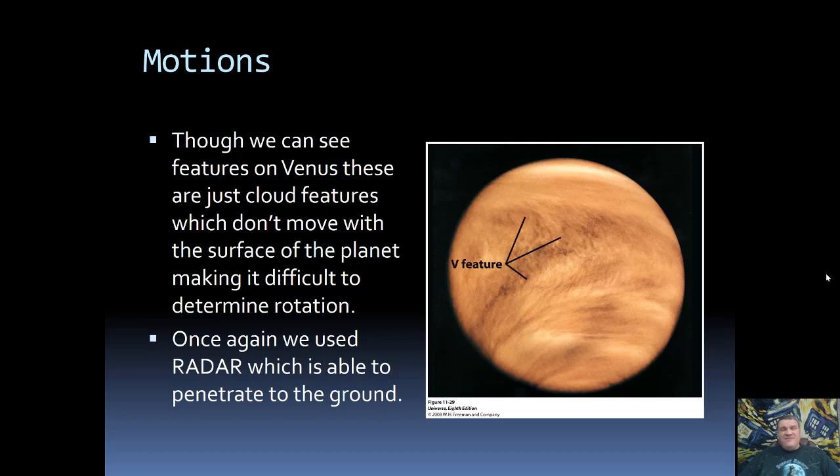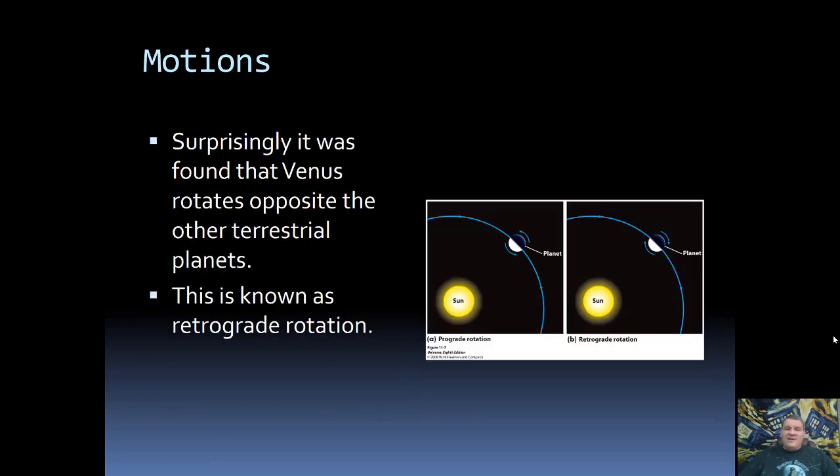We can actually see Venus fairly well because we can see it after sunset. However, when we do, we actually see the cloud tops, and the clouds don't necessarily move the same way as the surface of the planet. So again, we had to turn to radar to figure out how it is that Venus is actually rotating. When we did, we found, again, a surprise. Venus has a retrograde rotation.